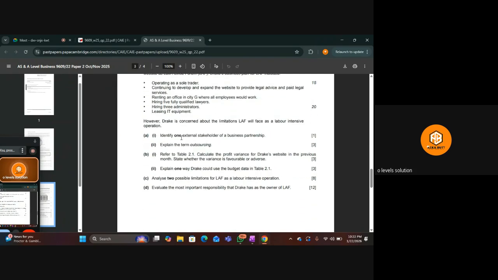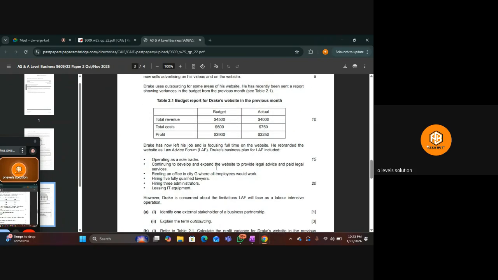First of all, we need to identify one external stakeholder for a business partnership. Then we need to explain a term. What is the meaning of outsourcing? This is relevant to number 4. Refer to table 2.1. Calculate the profit variance. This is related to number 5. For Drake's website in the previous month, state whether the variance is favorable or adverse. Explain one way Drake could use the budget data in table 2.1. Analyze two possible limitations for LAF as a labor intensive operation. Evaluate the most important responsibility that Drake has as the owner of LAF.